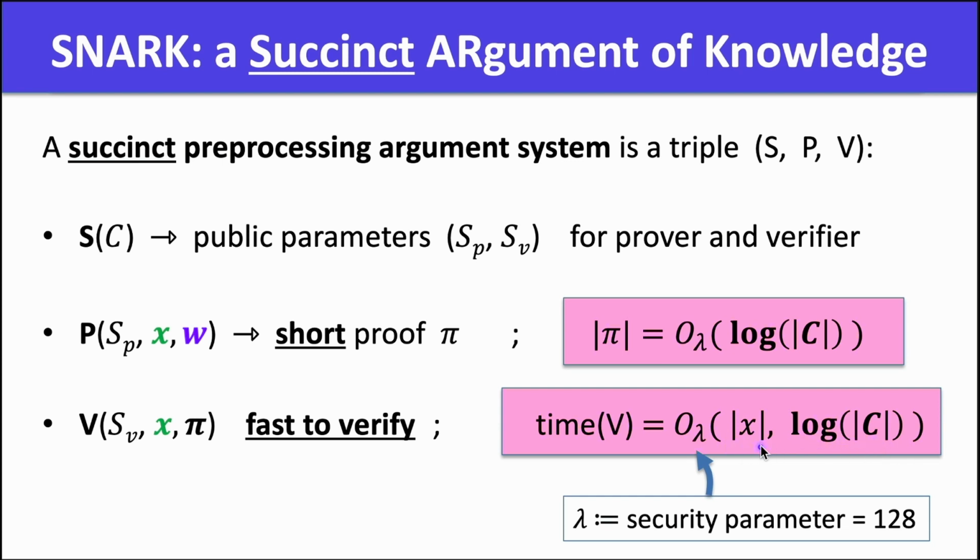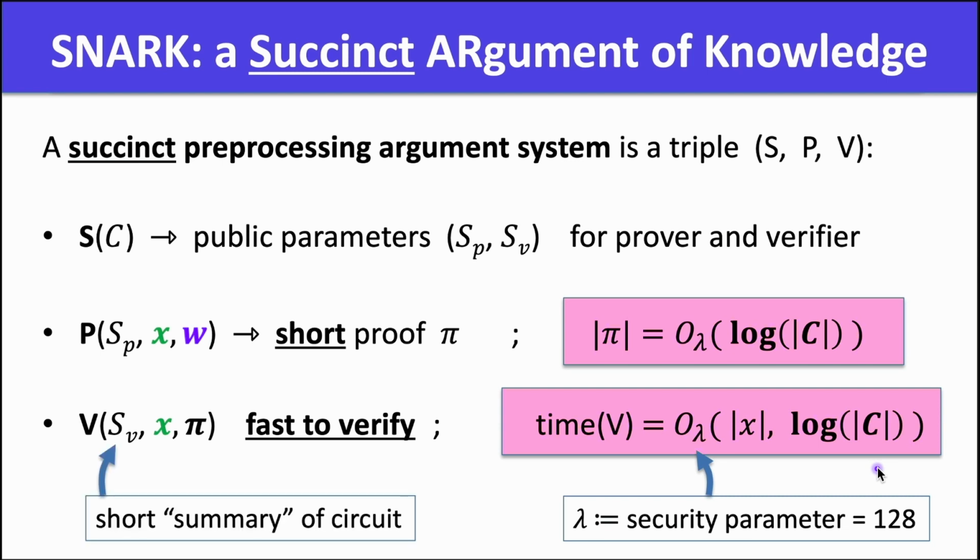Now, because the verifier runs in time logarithmic in the size of C, the verifier cannot read the circuit C, but it has to be able to verify that C of x, w is equal to 0. So someone must have had to read the circuit C, and this is why we do the pre-processing step. The pre-processing step basically reads the entire circuit C and produces a short summary of the circuit for the verifier. So S_V typically will be very, very short, and as we said, it summarizes the circuit C for the verifier.